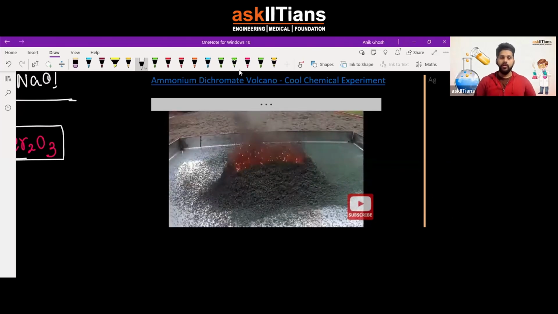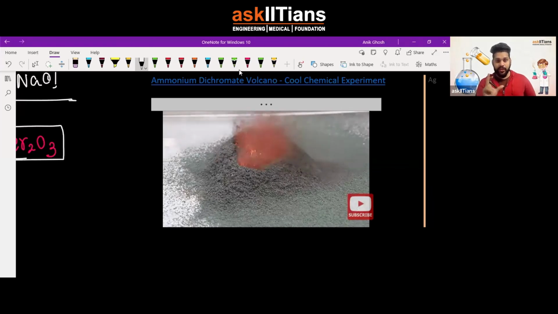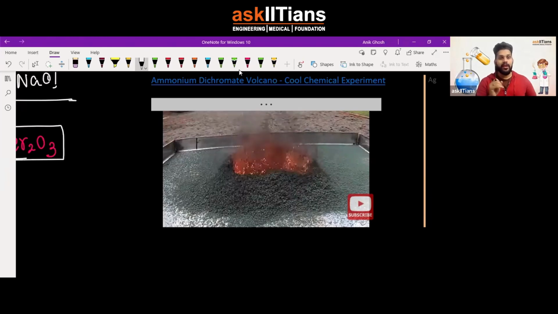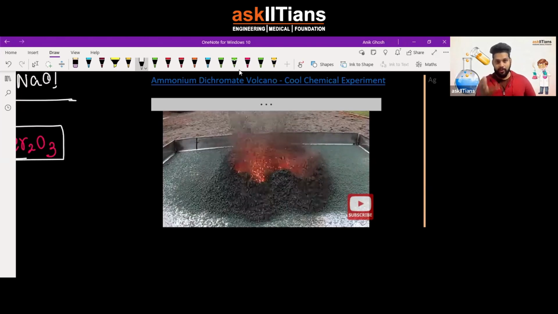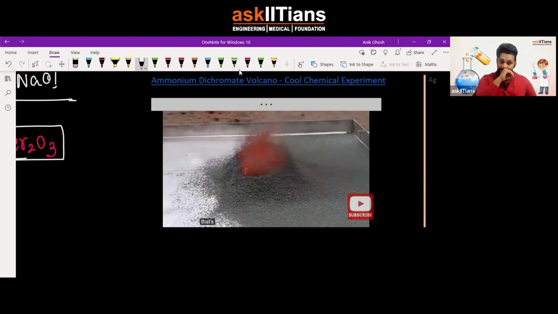So guys, as you can see over here, I don't know whether you can see it properly or not, but this ash is not gray. It is actually greenish in color. Just pay attention, try to look through if you can see the color. It is actually a deep green color, it's chromic oxide. And why do you see this volcano kind of texture? It is because nitrogen gas is coming out. Nitrogen gas is inflammable, as you can see over here. Because of that, this volcano texture is coming.